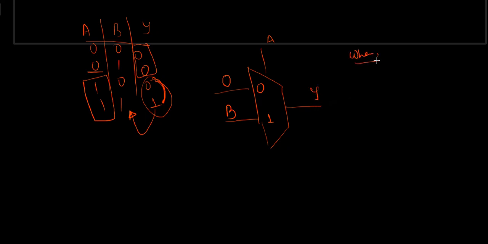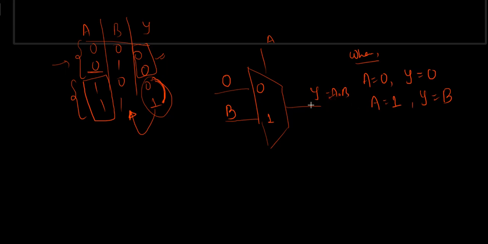This signifies the output as follows. When the select line A is made 0, my output is 0. As you can see, when input A is 0, my output is 0. And when A is selected as 1, my output is nothing but B. So this is the way you design A dot B. The output is A dot B, using an AND gate.